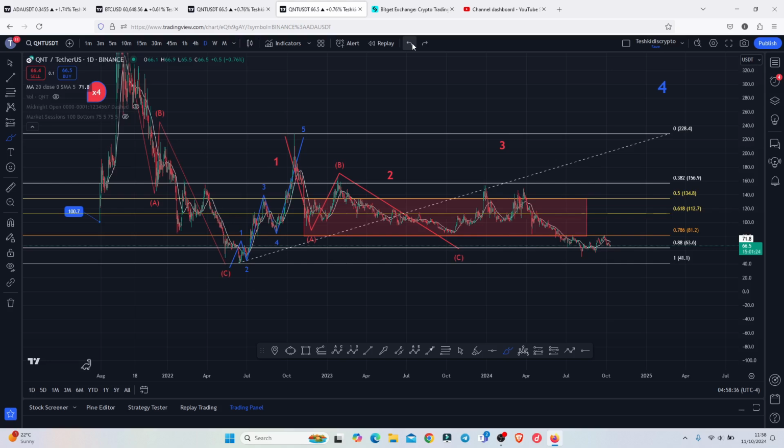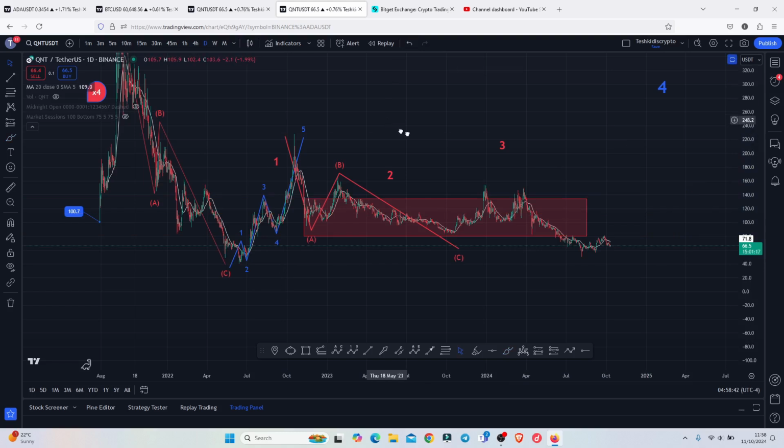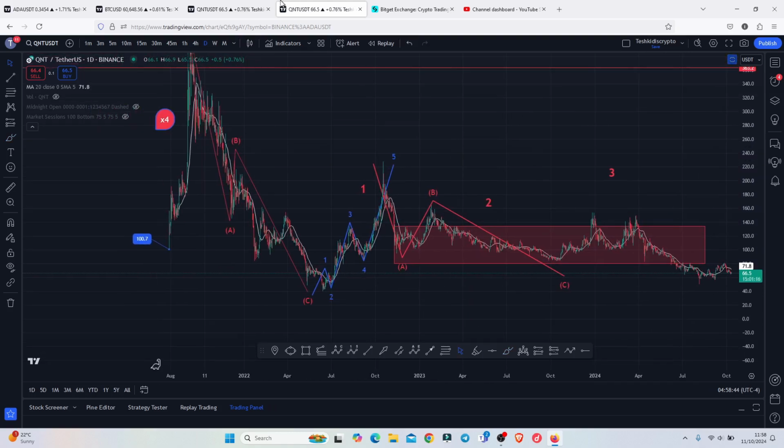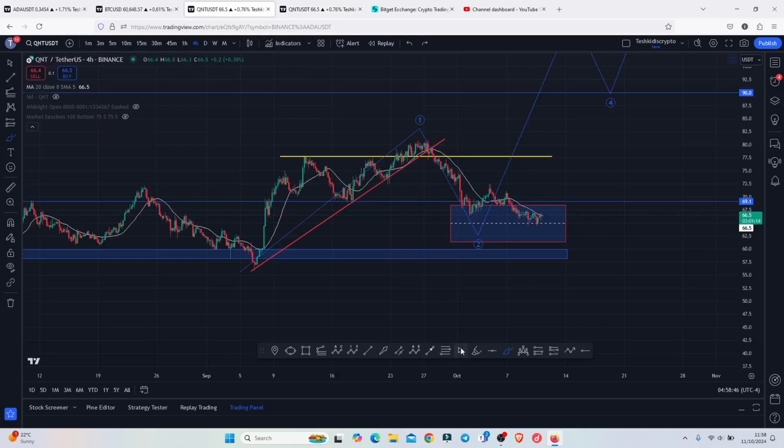So that is the price action that I'm expecting to play out on the QNT chart for the next coming hours and days, and let's be patient and see how that plays out, and I will be keeping you up to date.